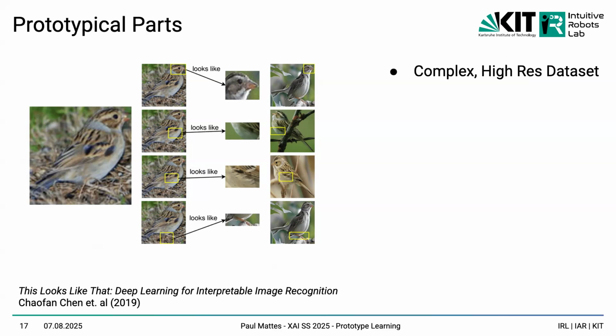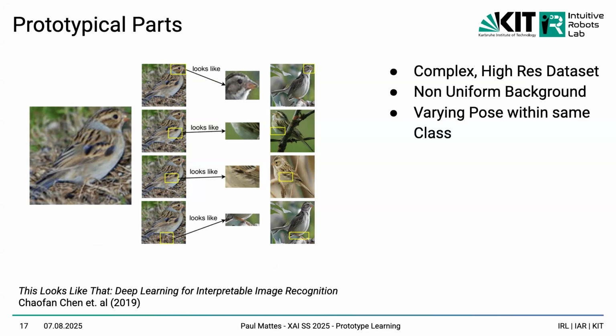So now we have a complex and high resolution data set, a non-uniform background. So that's maybe also important. The cars data set always had a uniform background. As I said, the cars data set is very, very simple. We have varying poses within the same class. So if we have this bird again, it could look from a different angle and so on. So the prototypes need to learn to generalize on this and not just focus on one of the viewpoints. And in this case, we have no decoder, so we cannot really reconstruct the prototypes we learned.